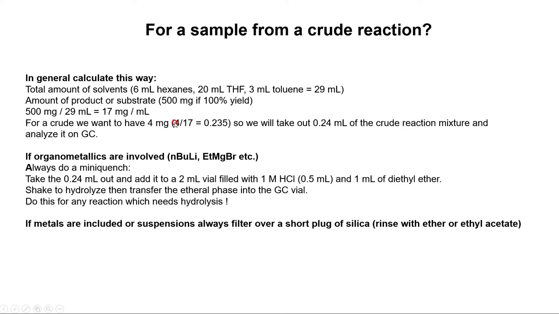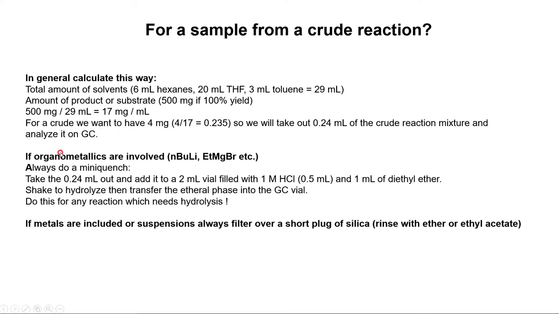So then we will take out 4 divided by 17, which is 0.235. So we take out 0.24 milliliters. You can also take out 0.2 milliliters; you will still be fine. But it gives you an approximate idea of how much you should take out of the crude reaction and then analyze.